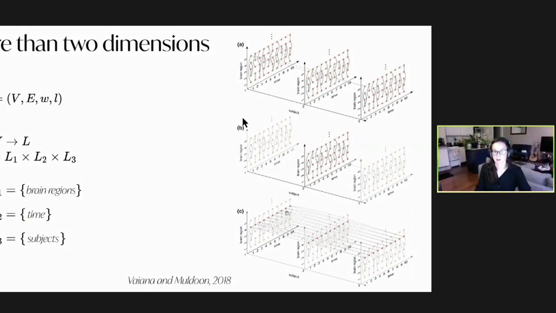So for example, on the right, this figure is showing one example of slicing using just one time point. So we'll look at all the brain regions and all the subjects, but just at one time point. In panel B, you'll see that we're using just one subject. So here we have brain regions across time. And then in panel C, we have one brain region, but we're looking at how that brain region evolves across subjects and across time.